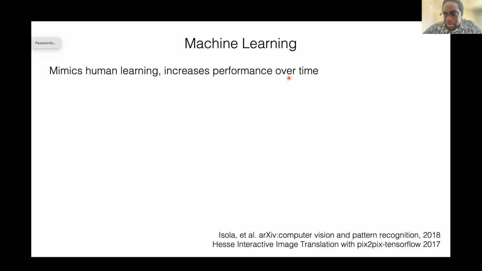So just a quick bit about machine learning. I'm pretty sure most of you have heard of it and thought about it before, but just to make sure we're all at the same level, we're going to talk about machine learning for a bit. Essentially, what you're trying to do with machine learning is mimic what humans do, which is to learn from historical data such that you increase your performance over time.